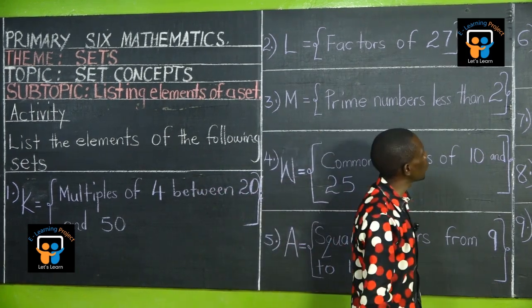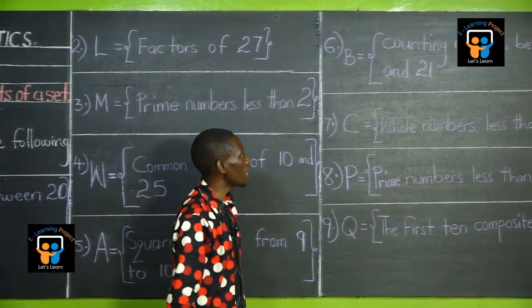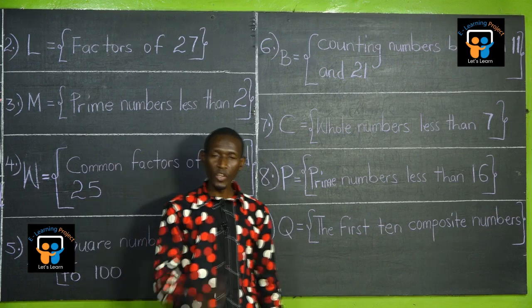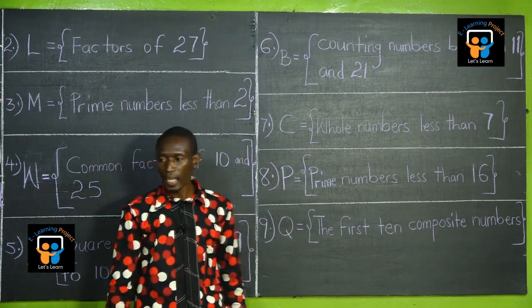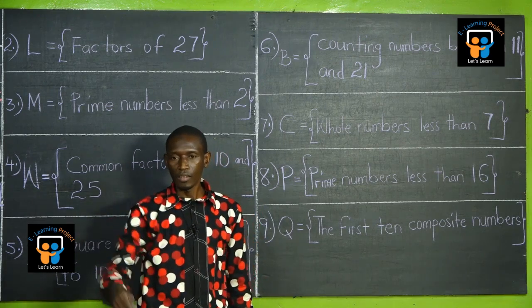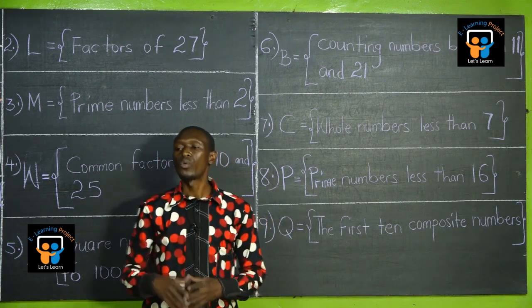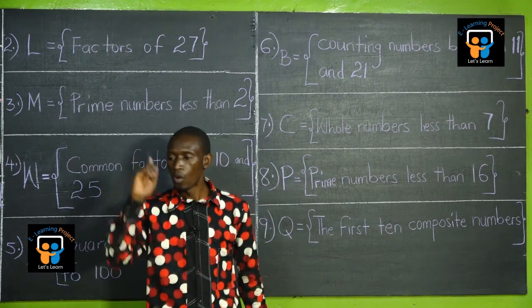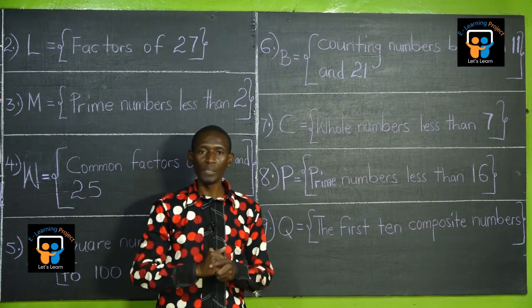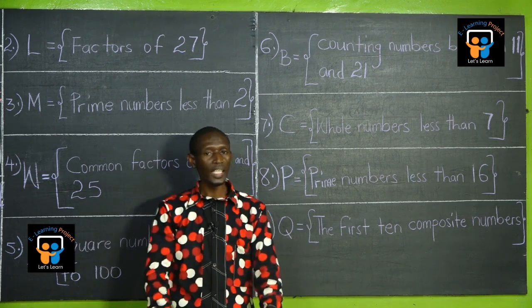Come to number 6. Set B, counting numbers between 11 and 21. Remember we said, when you are counting your friends in a class, you cannot begin with Mukasa and say, Mukasa, your number is 0. When counting 0, 1, 2, never. When counting, we begin with 1. So Mukasa will be number 1, then 2. Numbers we use while counting are the counting numbers.